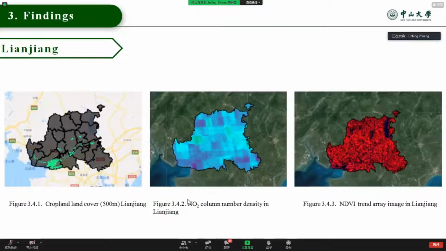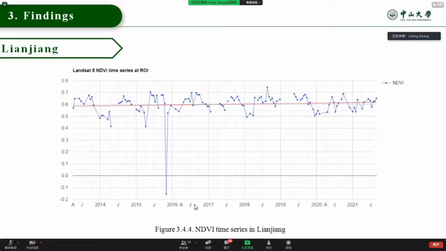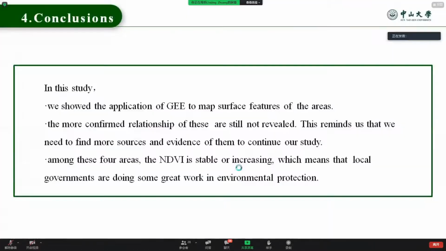I will show you more. You can see that from the material I downloaded from the website.